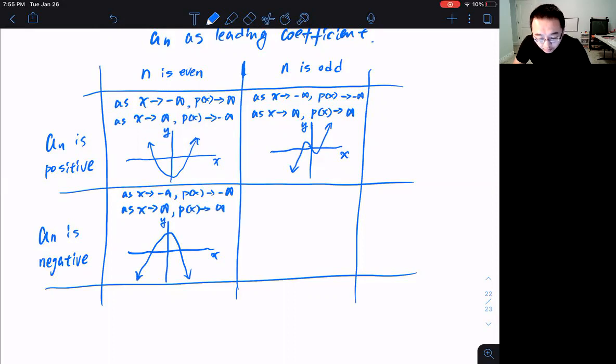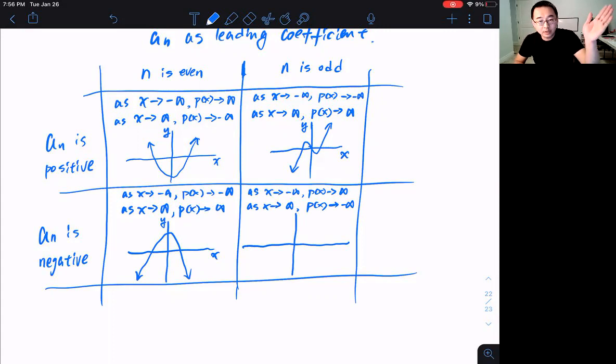And then when n is odd, the highest power on your x term is odd. So as x approaches negative infinity, p of x in this case would approach positive infinity. As x approaches positive infinity, p of x approaches negative infinity. And since it's odd, it's no longer symmetric around your y-axis. And so what happens is the graph will rise to the left and fall to the right. So you'll have something in this shape.